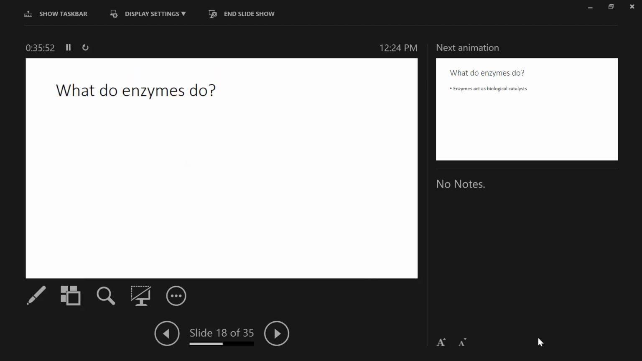Okay. What do enzymes do? Simply put, enzymes act as biological catalysts. Have any of you done like the elephant toothpaste reaction? You done that before, where you take peroxide and you basically use a catalyst to encourage the transfer or the switch of peroxide into water and oxygen gas?